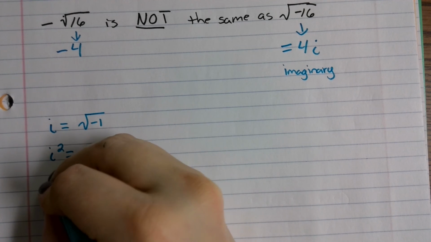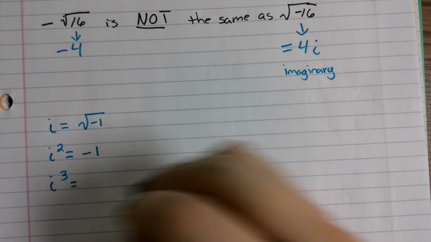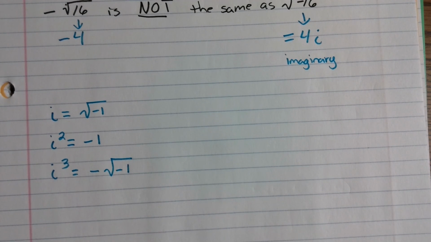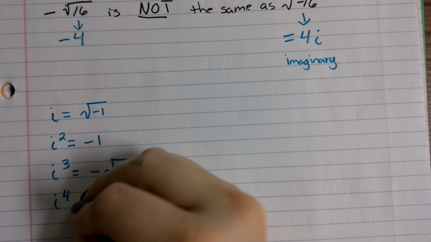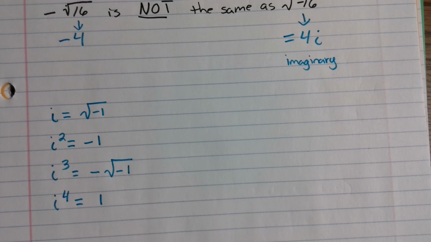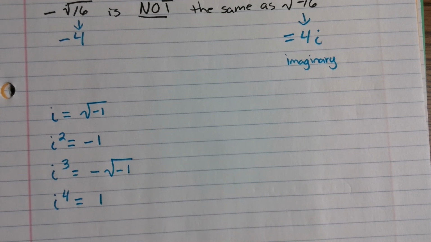Then you get i cubed, which is the negative square root of negative 1. And then i to the 4th power, which is considered to be just positive 1. And then it repeats. So i to the 5th is the square root of negative 1, i to the 6th is negative 1, i to the 7th is the negative square root of negative 1. It just keeps going over and over and over again. Again, you'll get into this much later. Any questions?